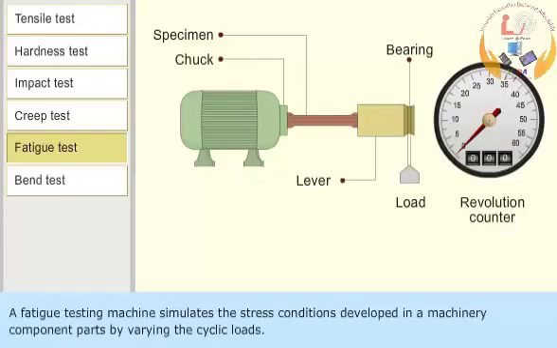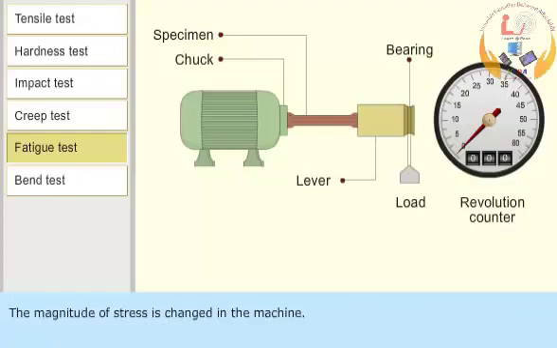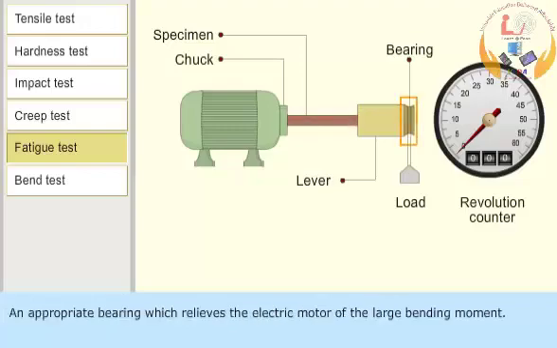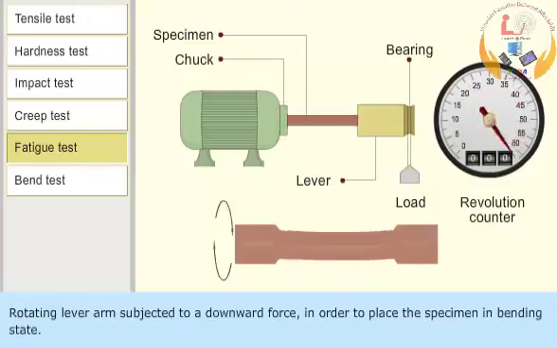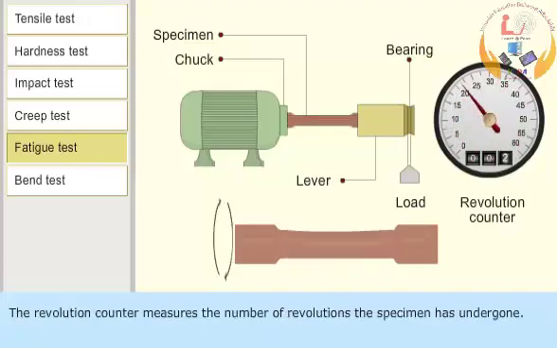A fatigue testing machine simulates the stress conditions developed in machinery component parts by varying the cyclic loads. The magnitude of stress is changed in the machine. The setup consists of an electric motor capable of running at 10,000 RPM, an appropriate bearing which relieves the electric motor of the large bending moment, a chuck to hold the specimen, and a rotating lever arm subjected to a downward force in order to place the specimen in bending state. The revolution counter measures the number of revolutions the specimen has undergone.